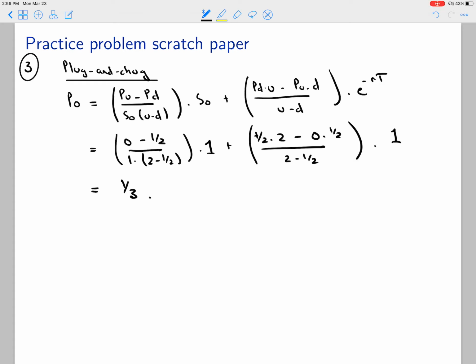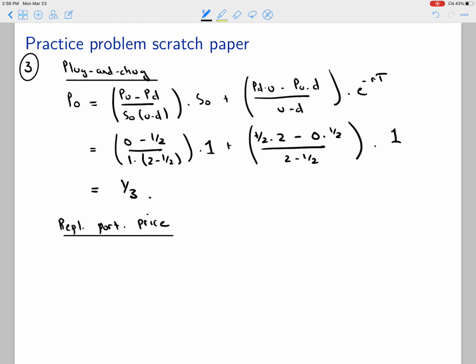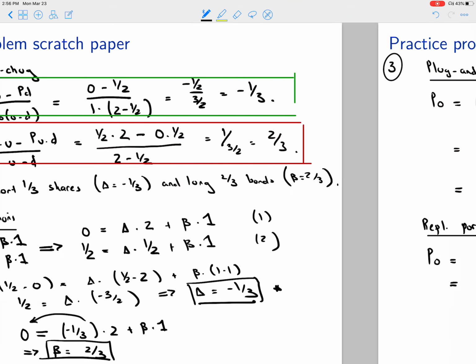Alternatively, what you can use is the replicating portfolio price method. This is where you don't remember this whole equation, what you just do is calculate delta and beta, and then calculate the cost of owning delta shares and beta bonds at date 0. So P0, we always know has to equal delta times S0 plus beta times 1 by construction. We've calculated delta and beta in the last slide.